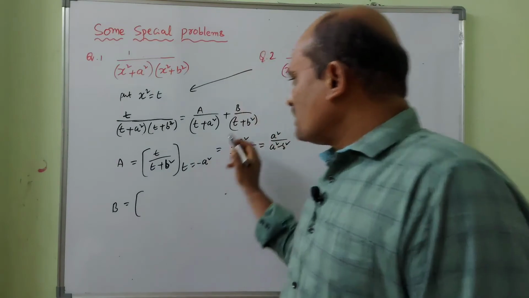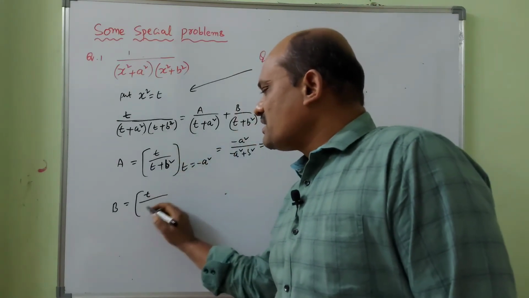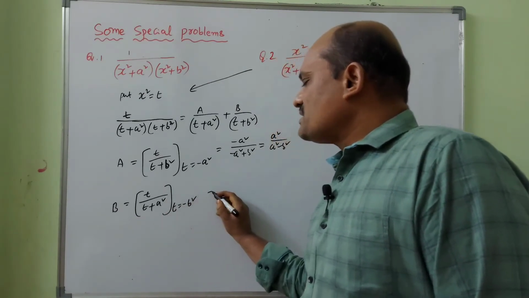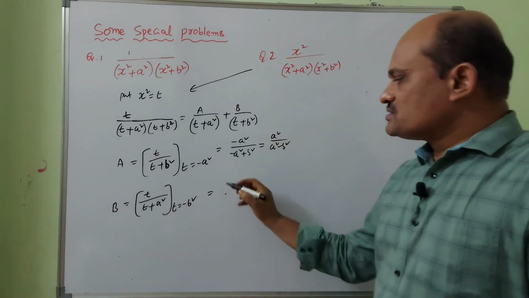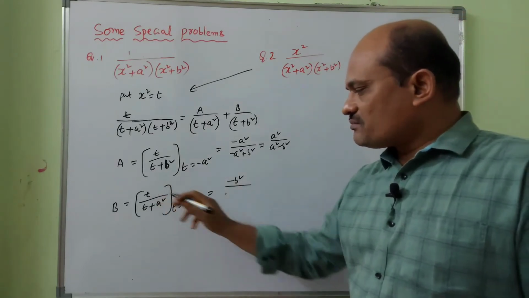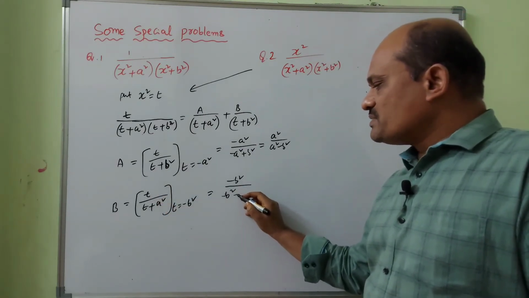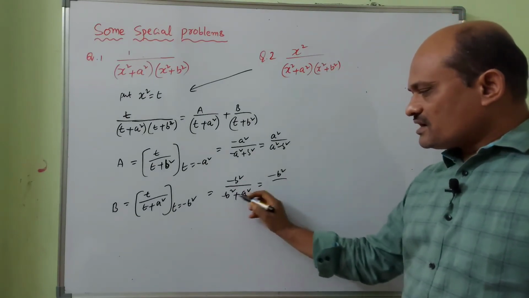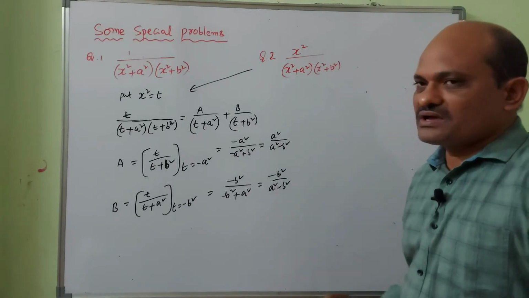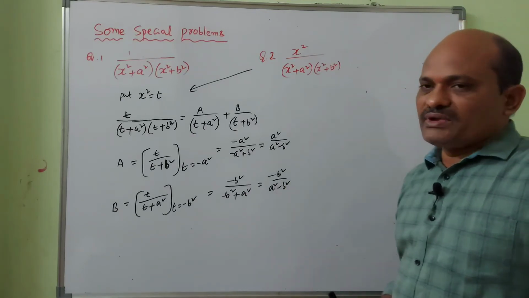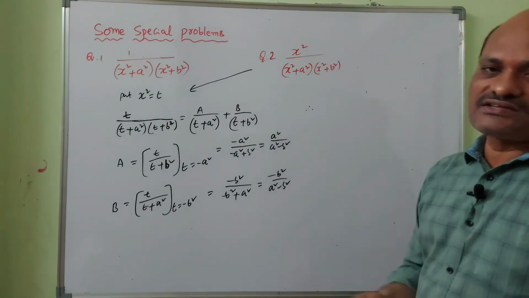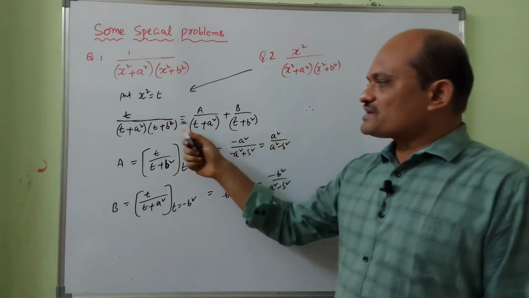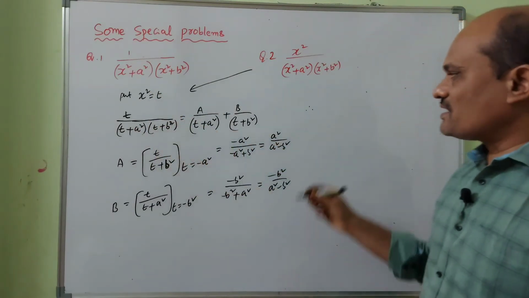Now b: leave t plus b square, write the remaining t by t plus a square. Here you have to write t equal to minus b square. So what will be the answer? Substitute here, minus b square by minus b square plus a square. So you will get minus b square by a square minus b square, writing positive first. These are the values of a and b. Therefore the partial fractions have to be written. What is t actually? X square. So I am writing in terms of x directly.